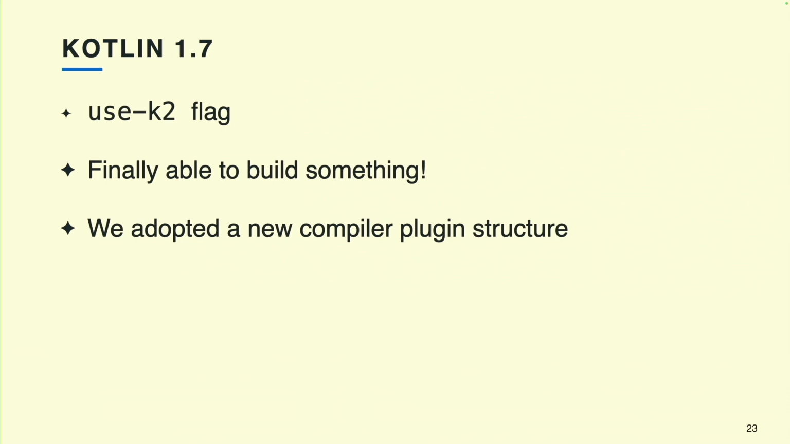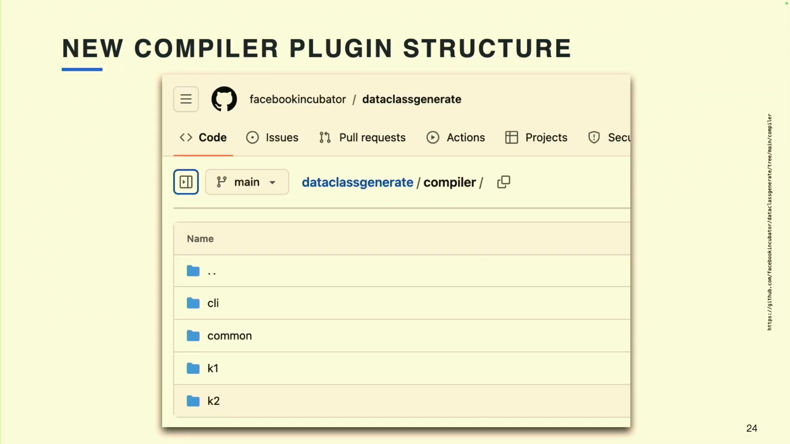In 6 months, on early Kotlin 1.7 builds, we were finally able to build something real. At that time, JetBrains changed the flag, so use K2 was introduced. It was much nicer. Now it's not FIR. We adopted a new compiler plugin infrastructure. And at the same time, we started pushing some of our compiler plugins to open source just to share it and make sure people see how we develop it and we get a better feedback loop.